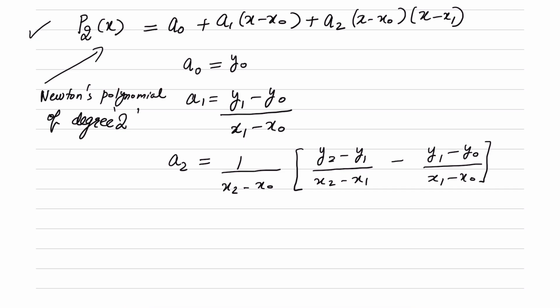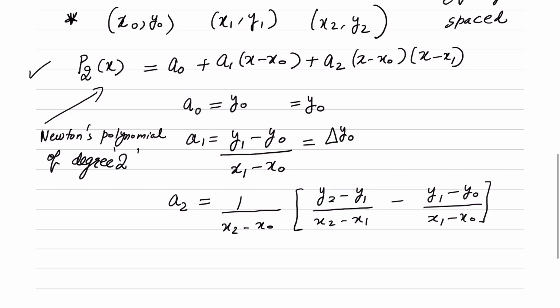So to write this Newton's polynomial in forward difference operator form, we only have to write a's like a0, a1, a2 in forward difference operator form. We have already seen that a0 is y0, and y1 minus y0 is del y0. We have just seen here.